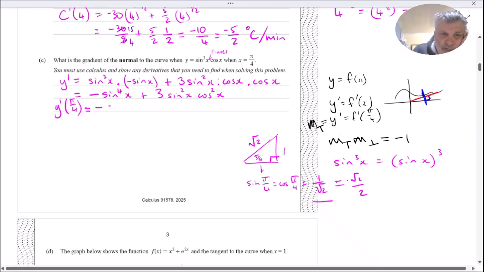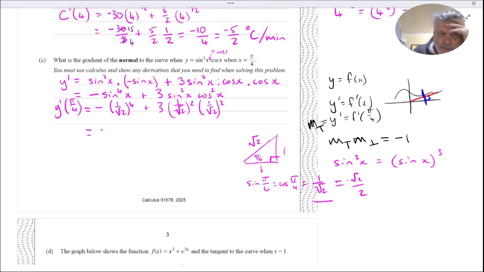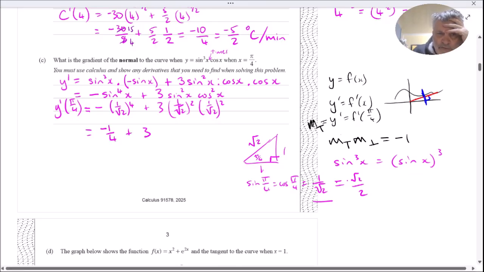So this is minus 1 over root 2 to the power of 4 plus 3 times 1 over root 2 squared times 1 over root 2 squared. So this is 1 over root 2 to the power of 4 as well. 1 over root 2 squared is a half, and to the power of 4 is going to be a quarter. So this is minus a quarter plus 3, and this here is a half times a half, times 3/4. So we're going to get minus 1/4 plus 3/4. It's going to be 1/2. That's the gradient of the tangent.